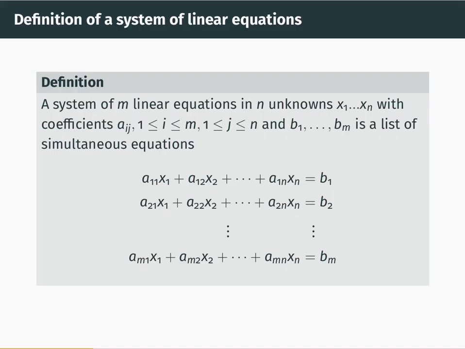Here's the definition of a system of linear equations. A system of m linear equations in n unknowns x1 up to xn, where the coefficients are little a ij and little b1 up to little bm, is just a list of simultaneous equations like this. So, for example, 2x1 minus x2 equals 3 and x1 plus x2 equals minus 1 will be an example of a system of two linear equations in two unknowns, where the coefficients were 2, minus 1, 1 and 1, and 3 and minus 1 would be the b's.